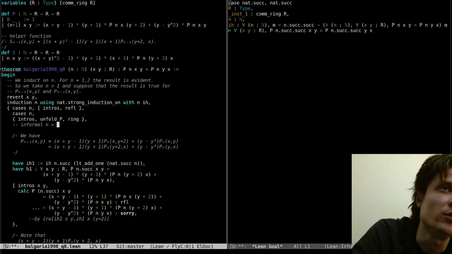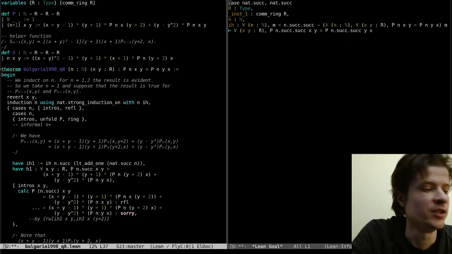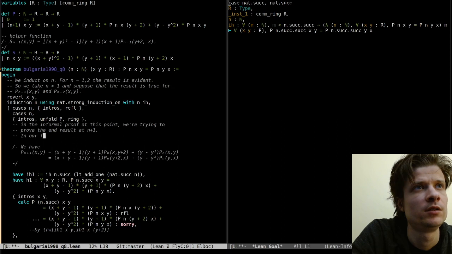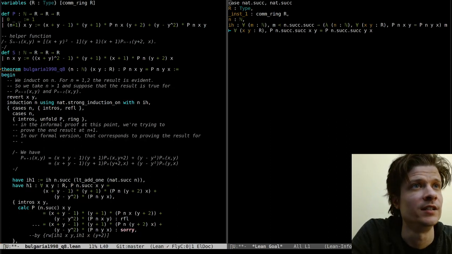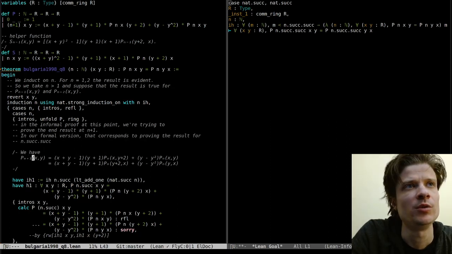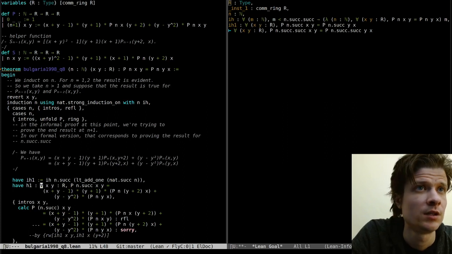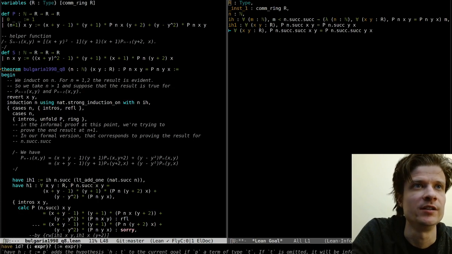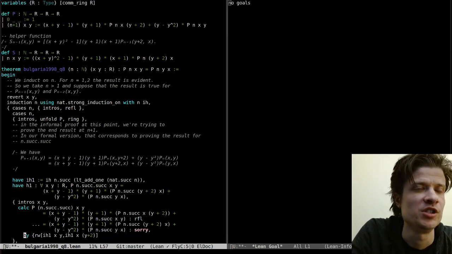In the informal proof at this point, we're trying to prove something about n plus 1; in our formal version, n.suck. When we talk about n plus 1, this is the informal proof. That should correspond to n.suck. So this H1 really actually wants to talk about n.suck, which is how I had it before. So I should be able to just uncomment this.